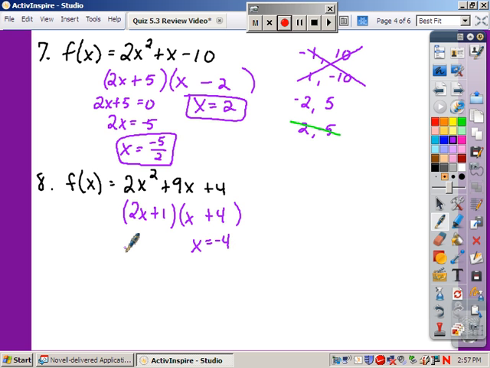And this one, 2x plus 1 equals 0 again. I subtract 1 and then divide by 2. These are my two answers for these.